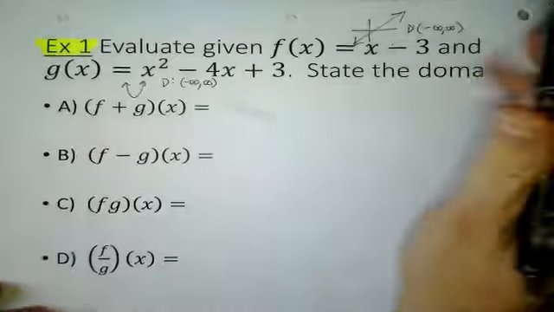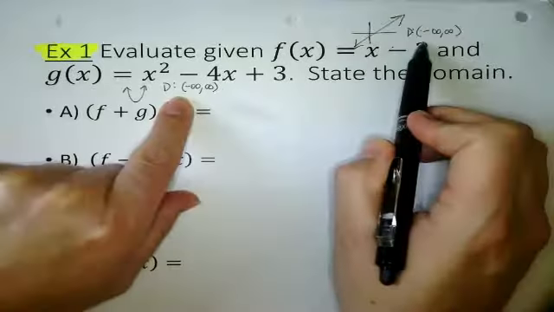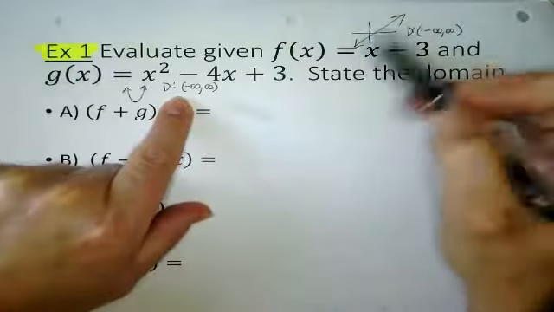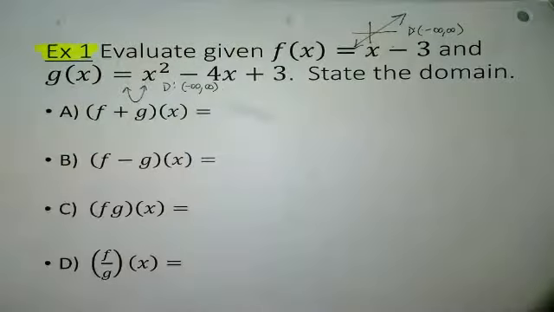These are polynomials. Polynomials always have domains of negative to positive infinity. They're continuous curves that go on forever to the left and forever to the right. They get all of those horizontal x values.